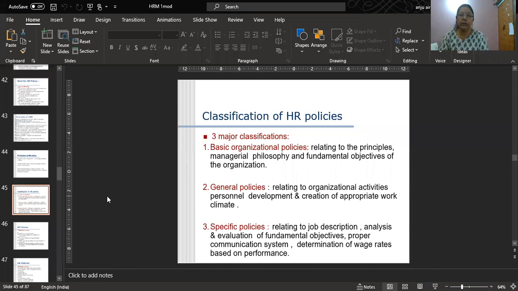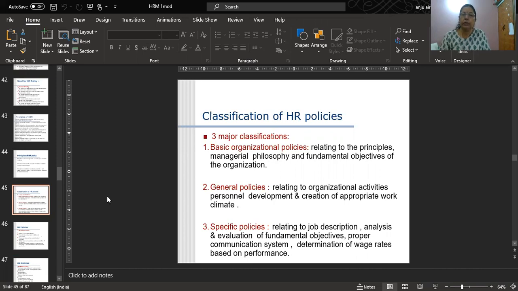So what are the general policies? It is relating to the organizational activities like developing the individual employee, creating a harmonious work environment within the organization, having good relations among the employees, interpersonal relations. These are all the general policies which are applicable within an organization, which are relating to all the organizational activities.